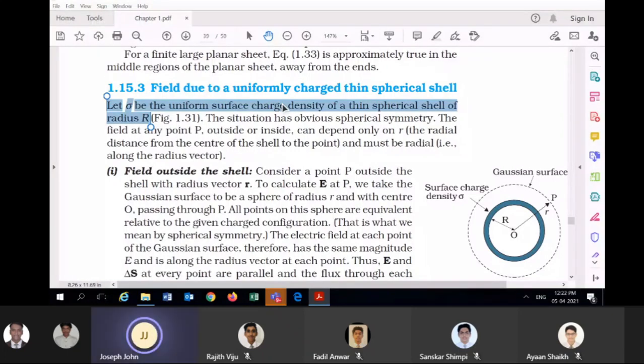There are two cases, you know. One, the point can be outside the shell, and the other, the point can be inside the shell. So the two cases are there. Case one, field outside the shell. Heading, subheading: field outside the shell.